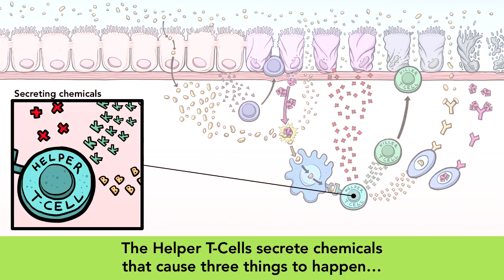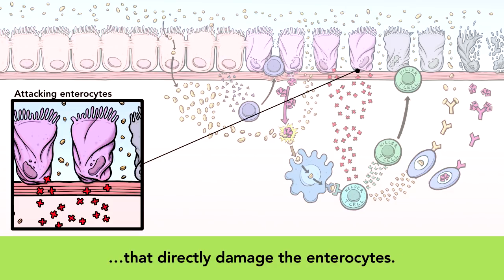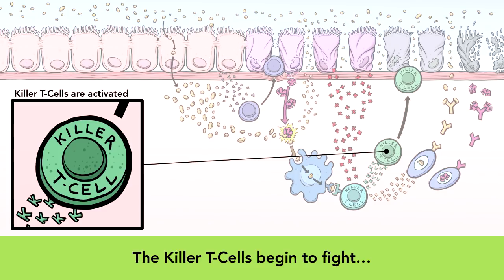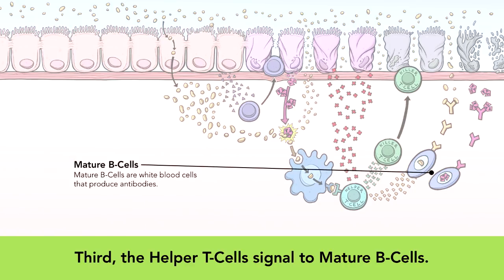The helper T cells secrete chemicals that cause three things to happen. First, the helper T cells release toxic secretions that directly damage the enterocytes. Second, the helper T cells signal the killer T cells. Killer T cells find and destroy invaders after being alerted by helper T cells. The killer T cells begin to fight and directly attack the enterocytes.